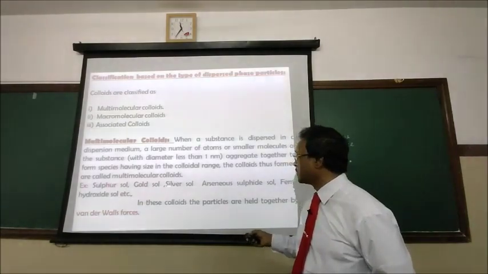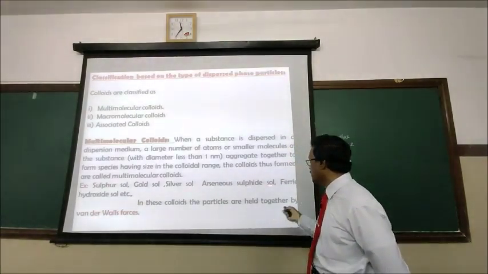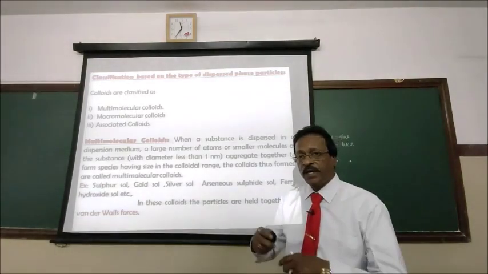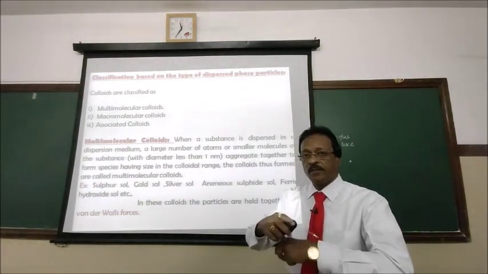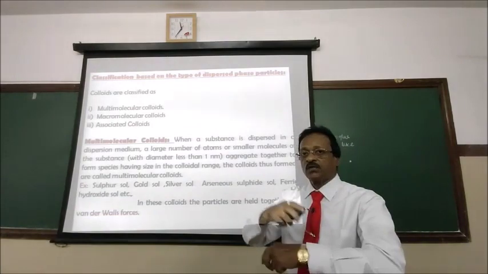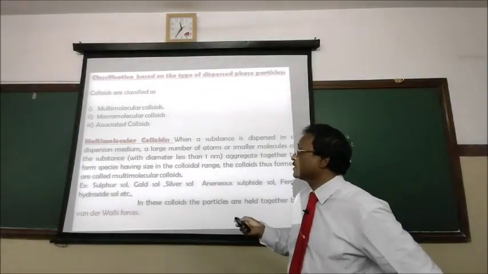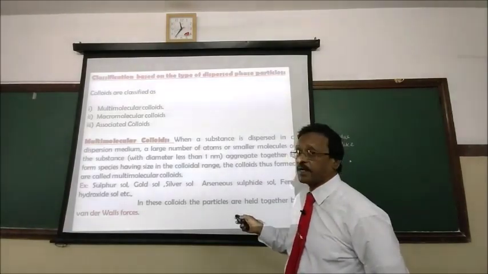Arsenic sulfide is a molecule, ferric hydroxide is a molecule. How does it become a colloid? By multi-layer physical adsorption. One layer is adsorbed on another layer, thereby they attain the size of the colloidal particle. They are called multi-molecular colloids.